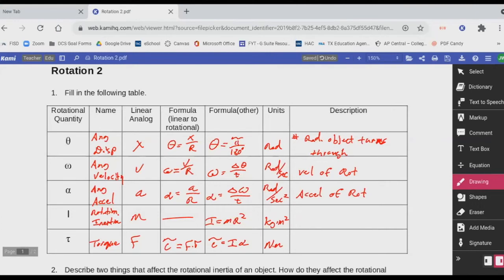Now, rotational inertia, I'm just going to call it rotational sluggishness. It's just a resistance to rotate. So it's sluggishness, it's desire to fight it. And then for torque, we're going to just say creates a twist. You can also think leverage on that one, if you think about leverage.